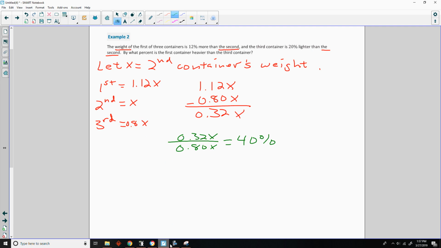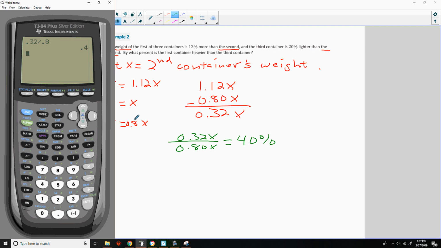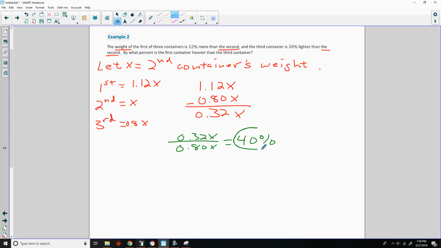Okay, so let's check that. If we just use that example that I gave, 100 pounds, 80 pounds, 112 pounds, make it really easy. So if I took 80 pounds and multiplied it by 1.4, I should get 112. And there it is. So the first container is 40% heavier than the third container.